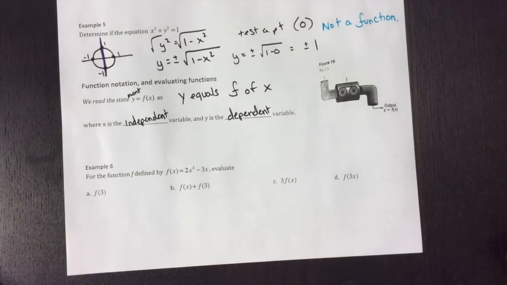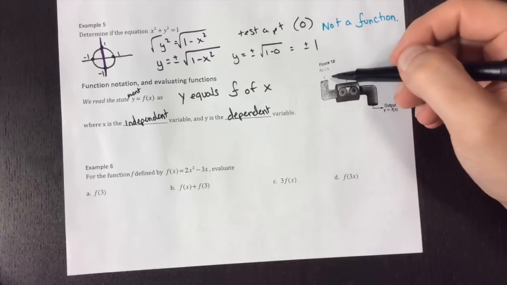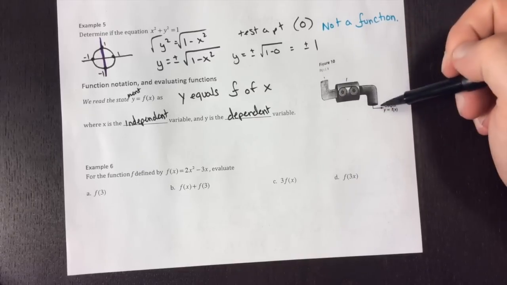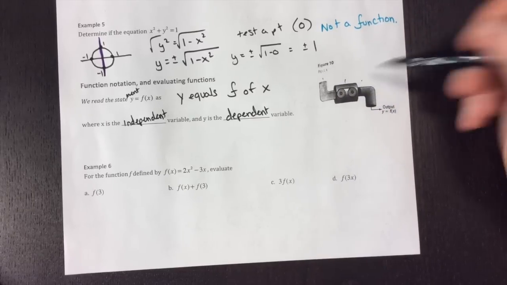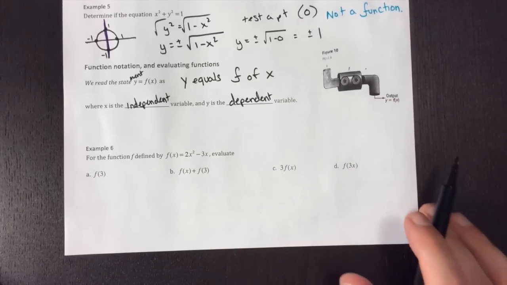X we can choose whatever we want. Y will always be the output. X is going to be what we plug in. Y is what we get out. That's what this picture is supposed to mean.